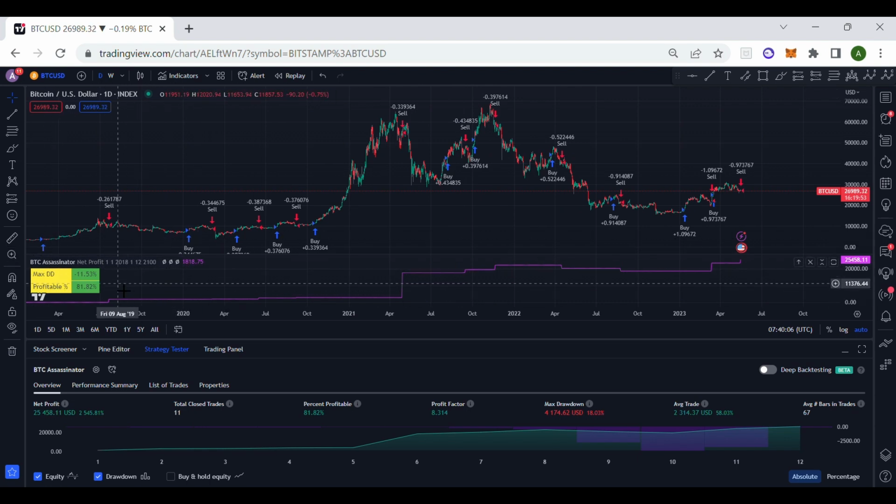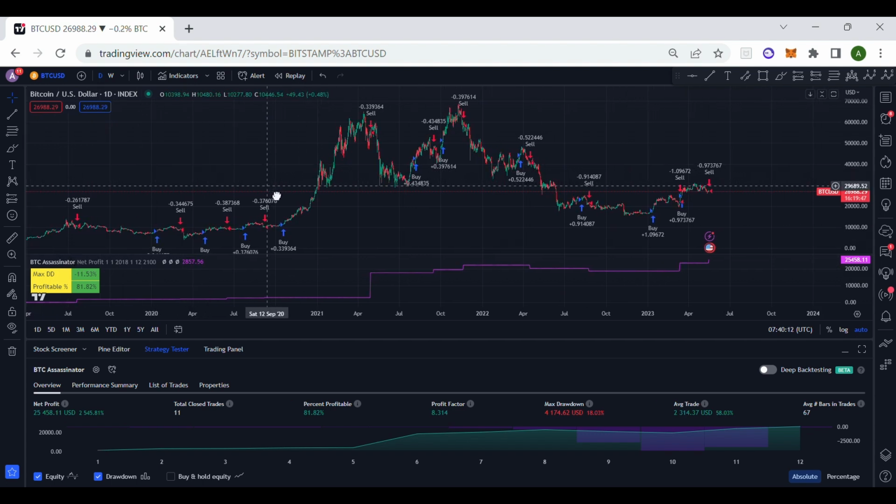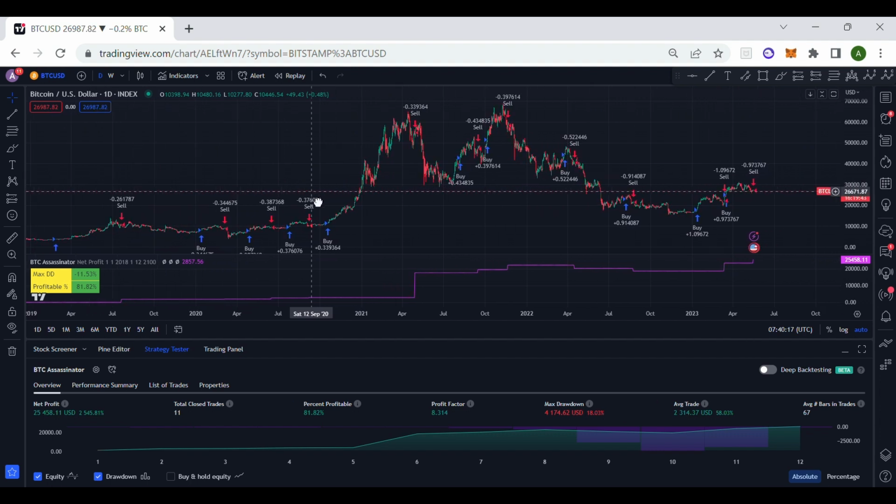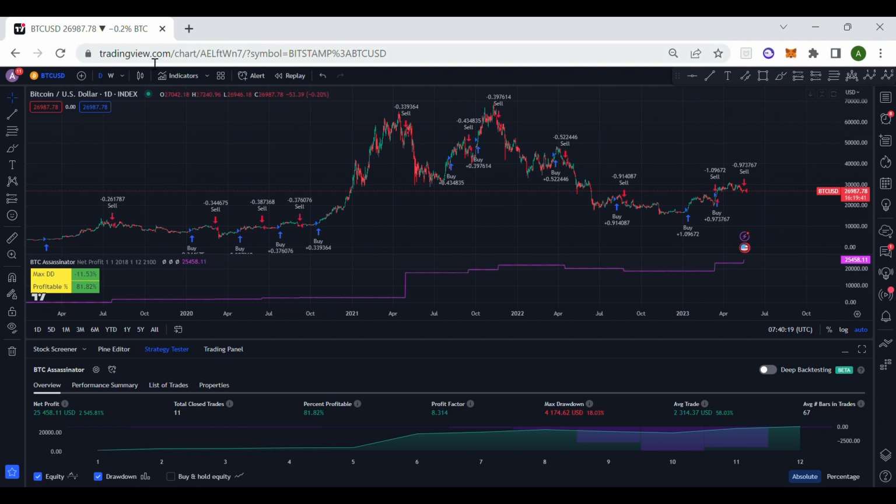So the Bitcoin Assassinator, I would say, is probably the safest strategy that currently exists in the crypto wave system strategy list. I want to show you something today. So this is TradingView. TradingView is probably the most popular platform that exists for traders and investors to follow price and to apply strategies and indicators too.